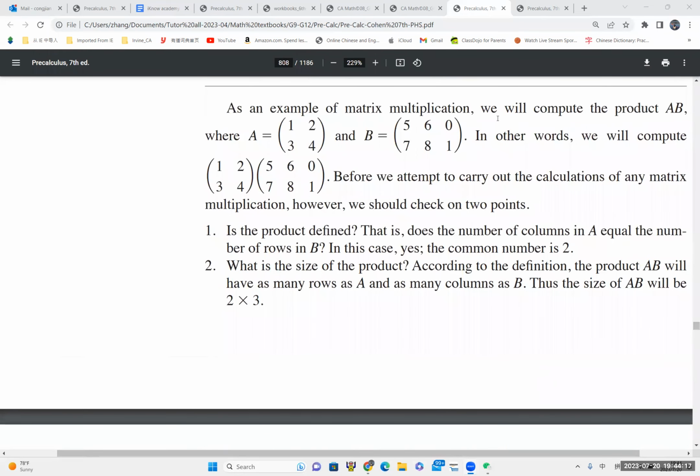They have some requirements on their size in order to have a product. Normally, it means the number of columns should equal the number of rows of the other matrix. Only that way does each have a corresponding one to multiply, right? 1 multiplied by 5, 2 multiplied by 7.